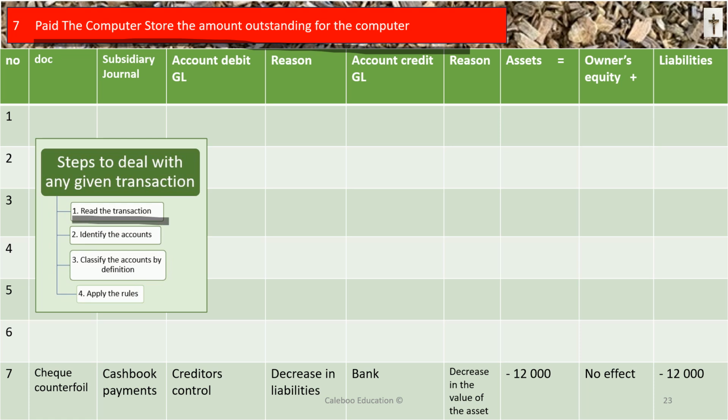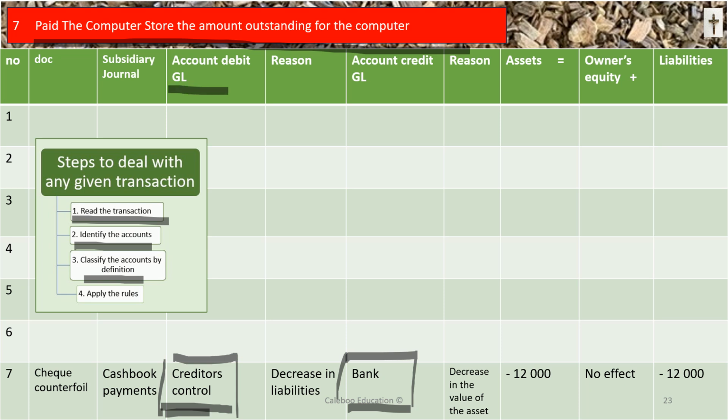Read the transaction. Identify the accounts. The accounts involved: we are paying our creditors, the computer store. The money is coming out of our bank account. A check is accepted as a cash payment, and it affects our bank account when the person receiving the check goes and deposits it. So we need to classify the accounts that we have now identified. Remember, individually, this creditor or accounts payable would be the computer store.